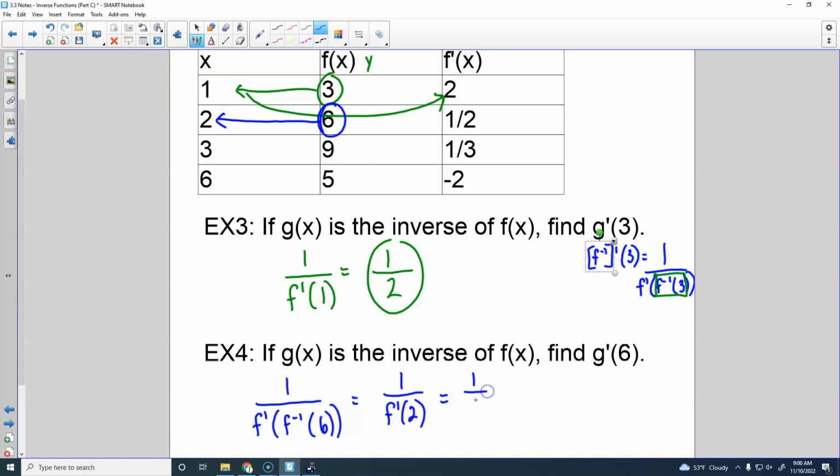Good. We'll get 1 over 1/2, right? Because that is 1/2 there. And that is going to be 2 whenever we flip and multiply.